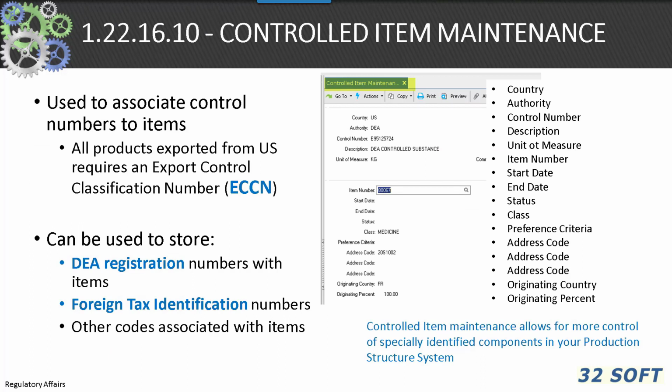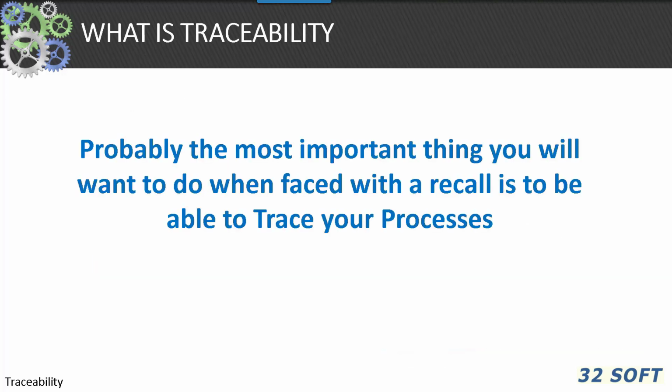The 12.2.16.10 controlled item maintenance allows for even more control of specifically identified components in your production process. Remember, if you're going to ship product outside the United States, all products need what is called an ECCN, an Export Control Classification Number. And in this control item maintenance, you can record that, any DEA regulation numbers, foreign tax IDs, other codes, etc.